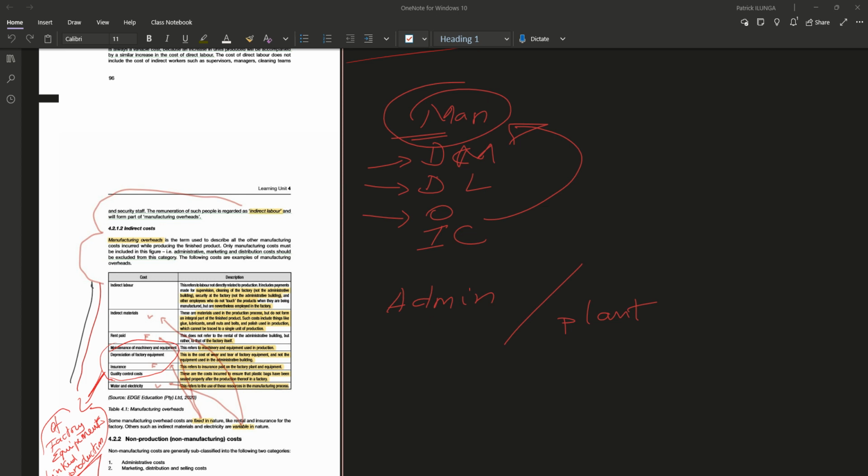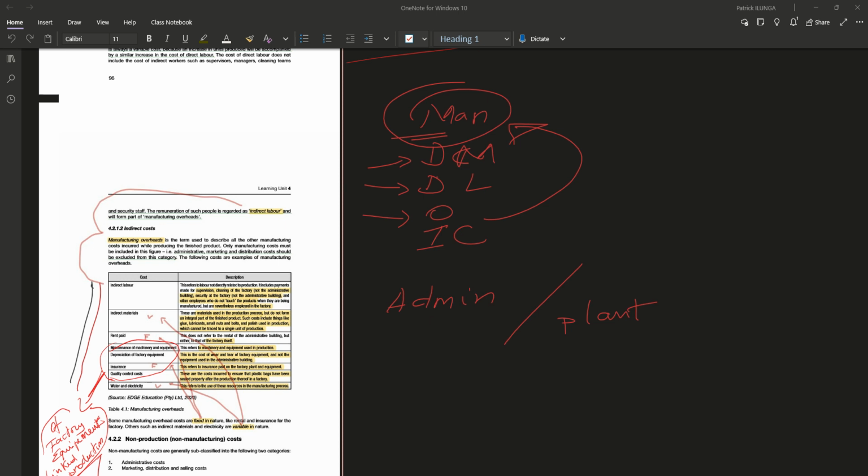So you have factory equipment. The depreciation of that factory equipment is a cost that you need to take into account. Nothing related to the administrative building. I repeat again, this is about factory equipment, things that we are using in the production. Insurance that is related to the plant, to the factory, to the equipment in the factory, right? Quality control costs. Water and electricity, obviously, that is related to that specific manufacturing, right? So these are all indirect costs that you need to take into account.